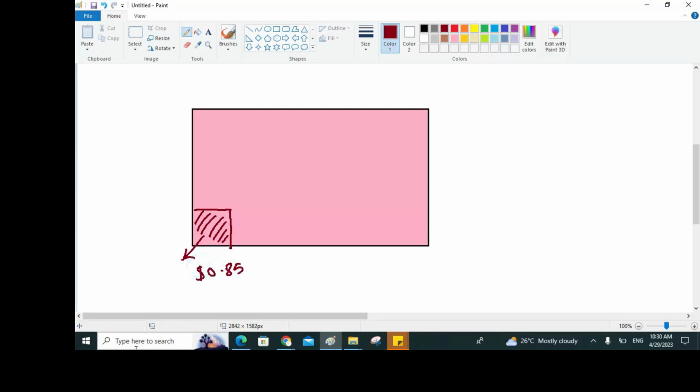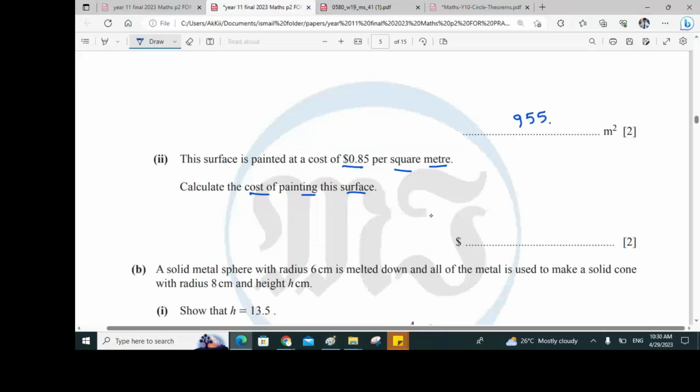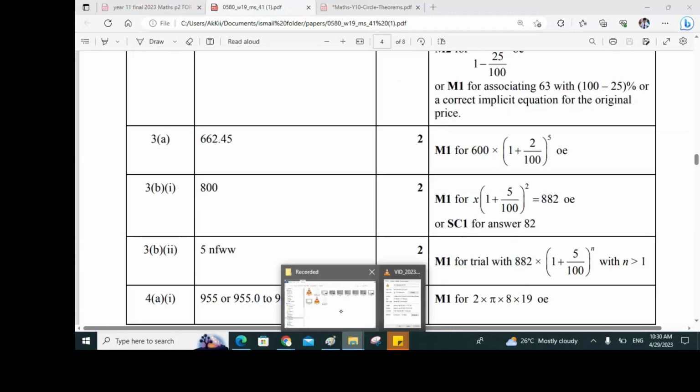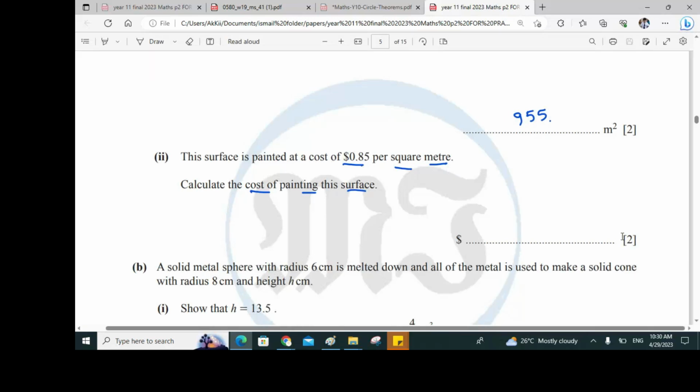ठीक है, it's $0.85. Okay, so what will be the cost of doing this whole thing? You already know the area of it, that is 955, so it will be like, one minute, just a second, open this paper again. Okay, it will be 955 multiplied by 0.85. I don't know why there are 2 marks, there should be 1 mark, but it is given to the student. That is a good thing. 955 multiplied by 0.85.